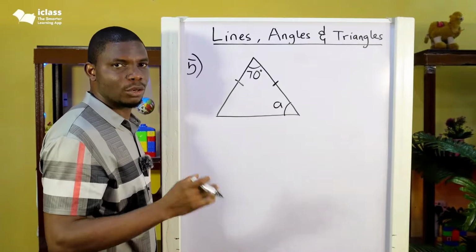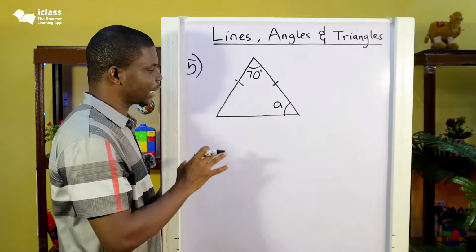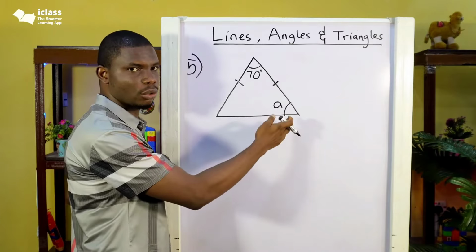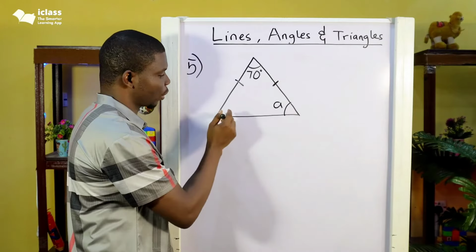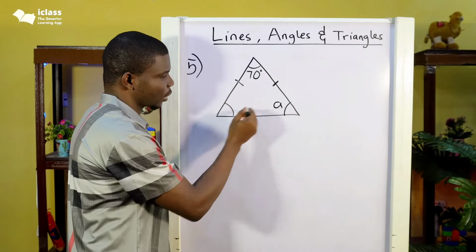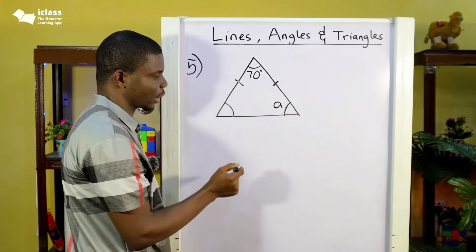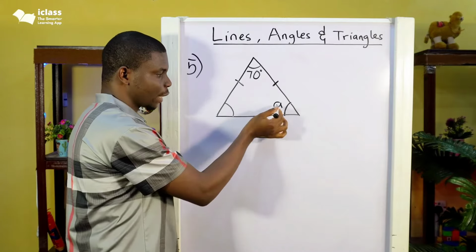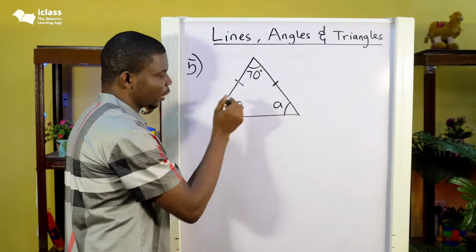Remember what we said about isosceles triangle. We said that the base angles of an isosceles triangle are equal. And you know what base angles will be, right? This and this are the base angles of this isosceles triangle. So if this is A, this will also be A.